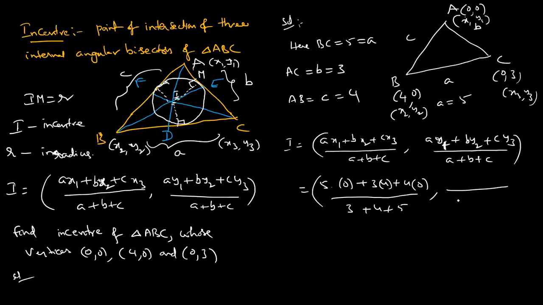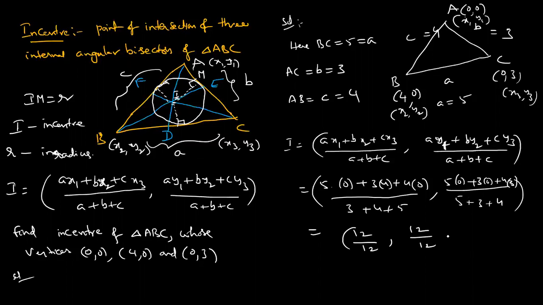We should write like this without confusion. So a y1, a means 5, y1 is 0. So 5 into 0. b means 3, 3 into 0, 0, plus 4 into 3. So what is the answer? 12 by 12. What is the answer? 1, 1. That is the answer.